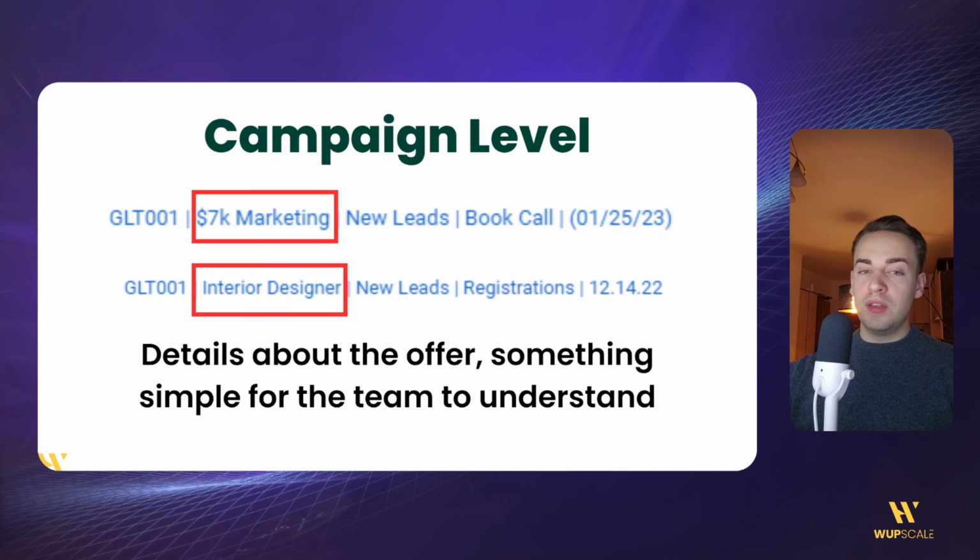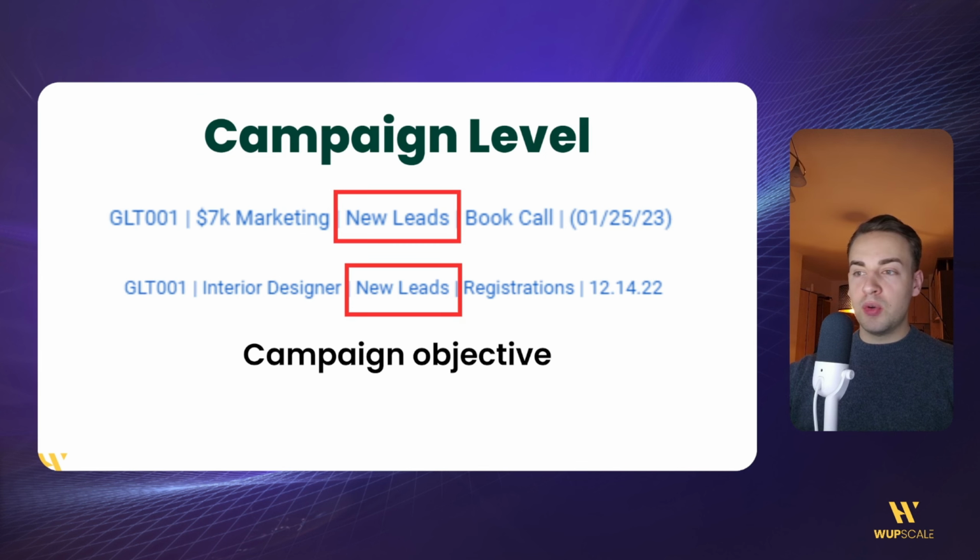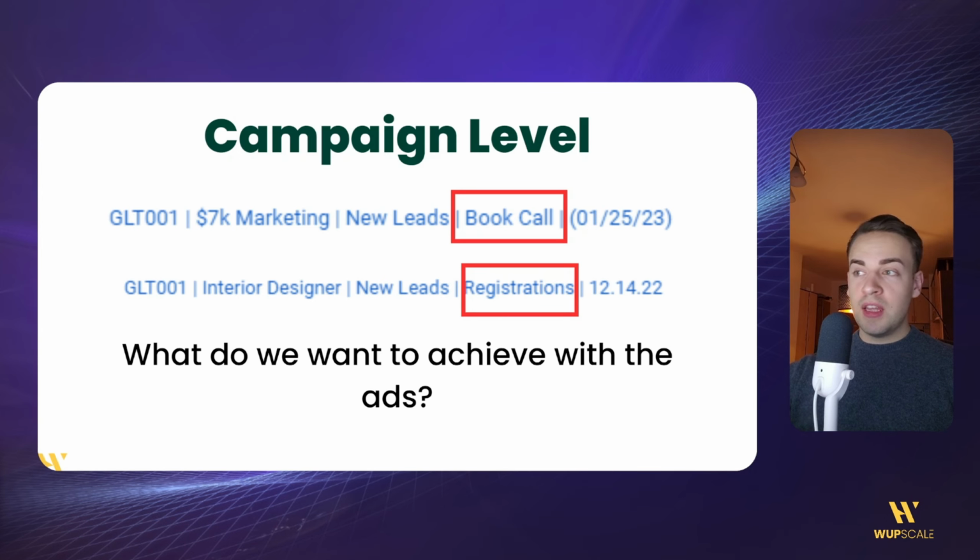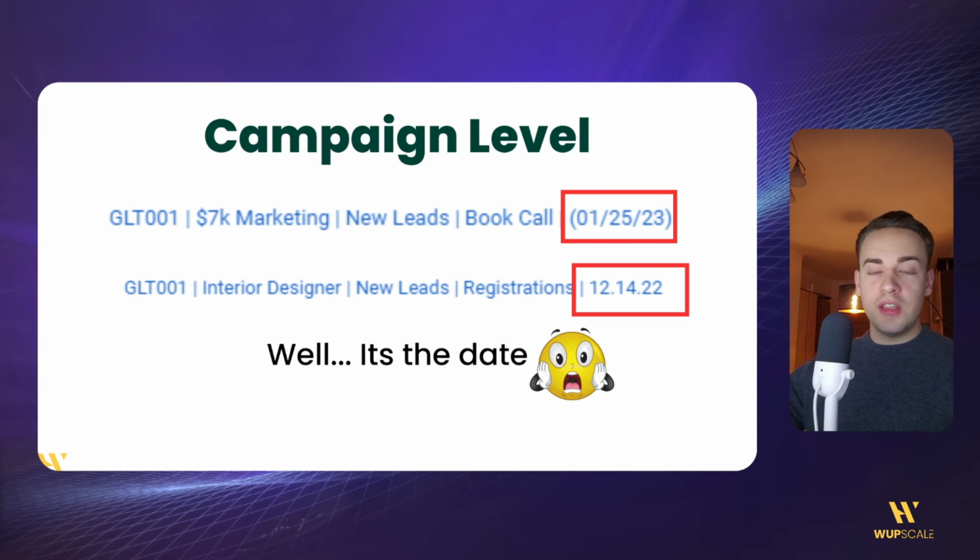Next, we are going to name the offer that we are currently running. So this could be a free trial or book a call. Next is going to be the campaign objective. So this can be leads, purchases, or engagement campaigns, for example. Next, again, we have the main goal with the ads of what we want to achieve. And then lastly, you wouldn't guess, this is the date where the campaign was created.